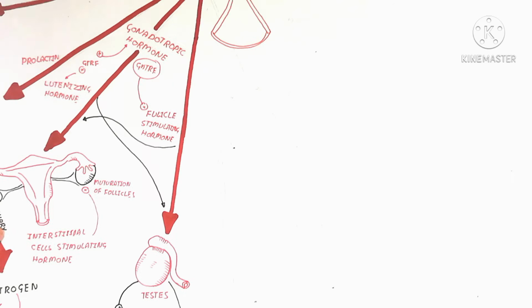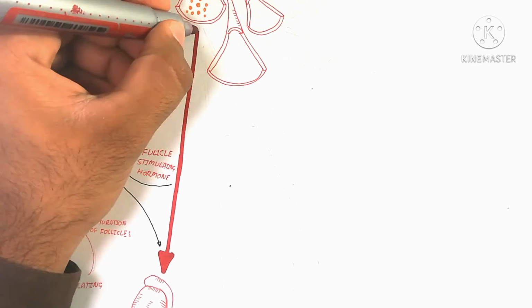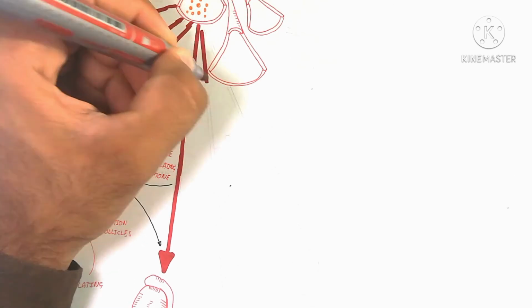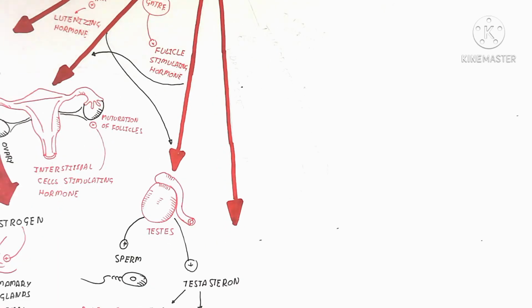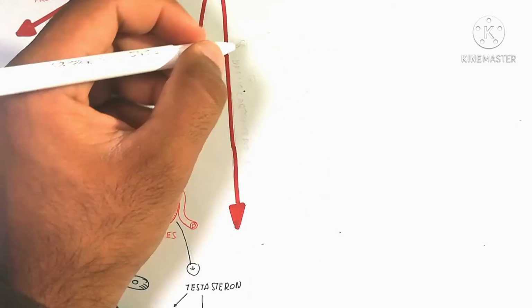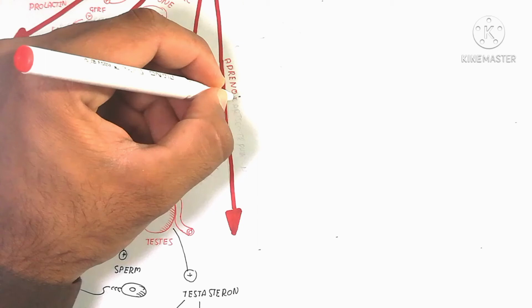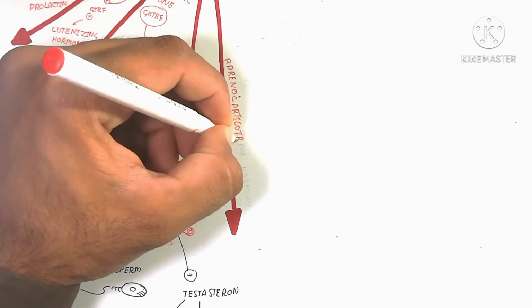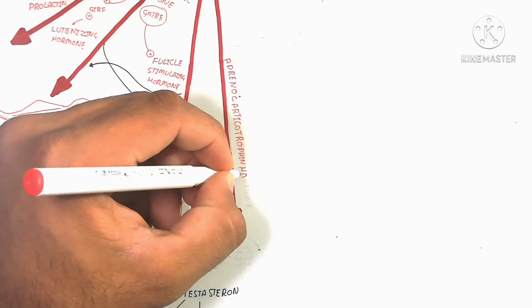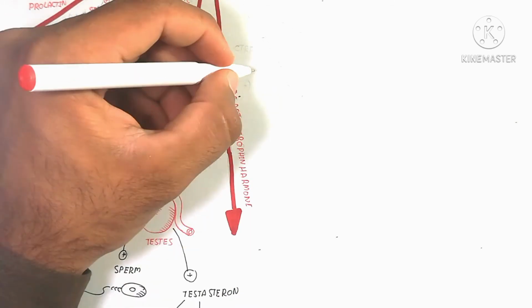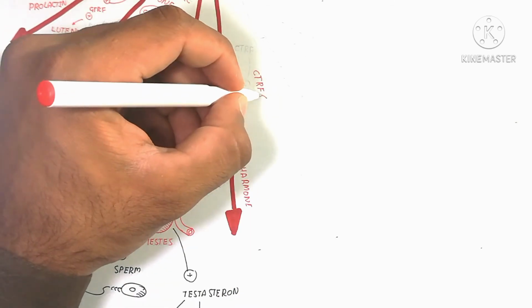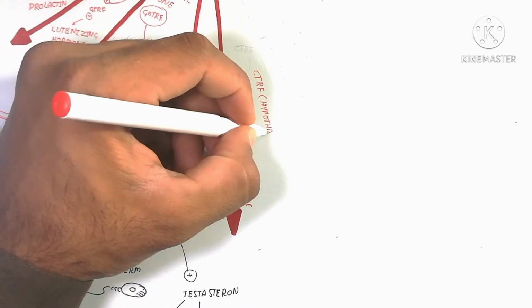For example, gonadotropic hormones, which are released by each other, so both are equal. Both hormones are stimulating hormones, which stimulate the gonads to produce another hormone or steroid.